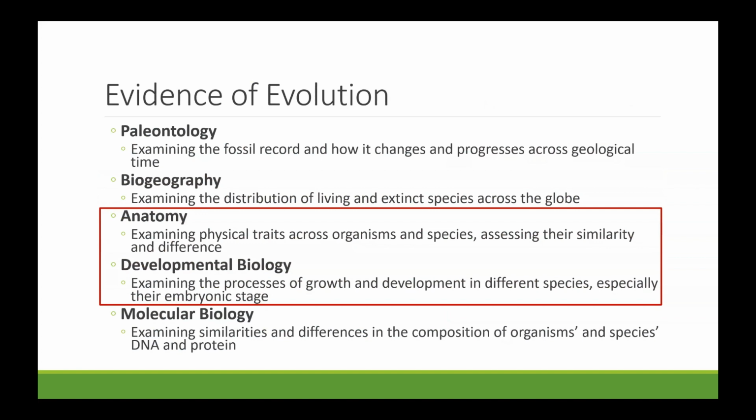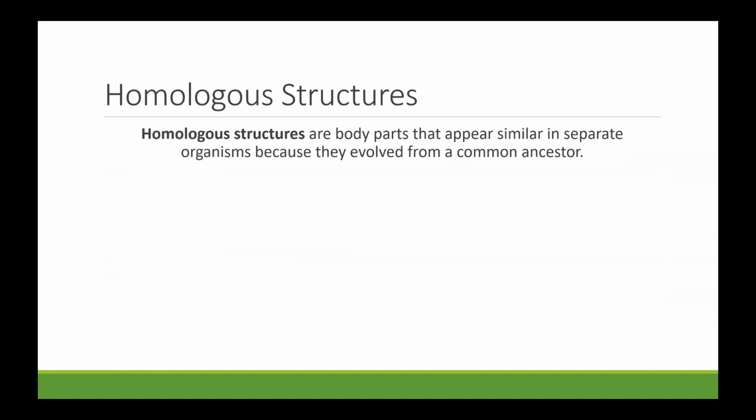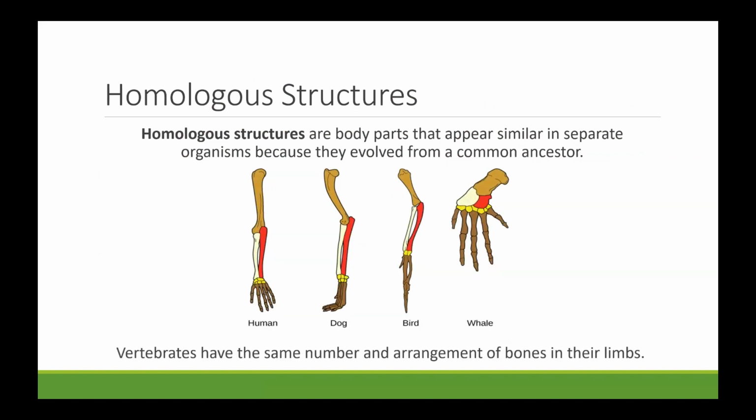One piece of evidence of evolution that we see when we look at the physical traits of organisms is called homologous structures. Homologous structures are body parts that appear similar in separate organisms because they evolved from a common ancestor. For example, vertebrates, meaning animals with a backbone, they all have the same number and arrangement of bones in their limbs, even though those limbs serve very different functions.